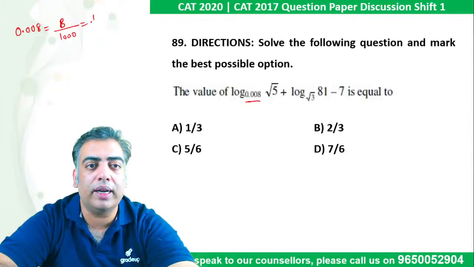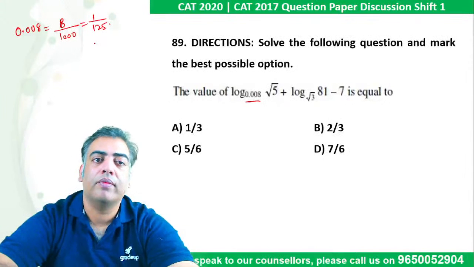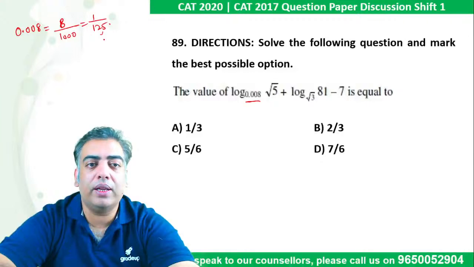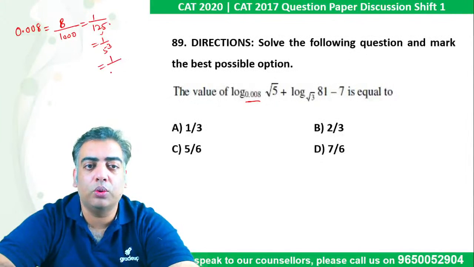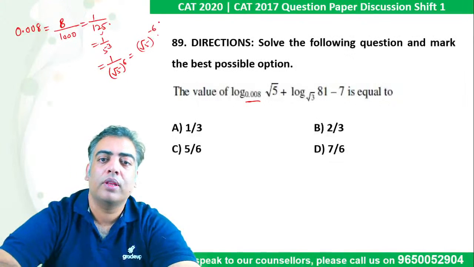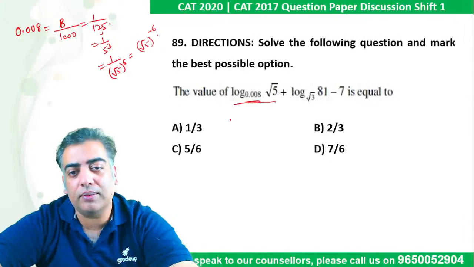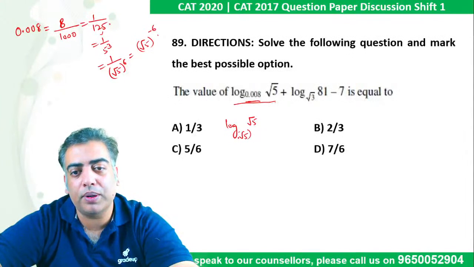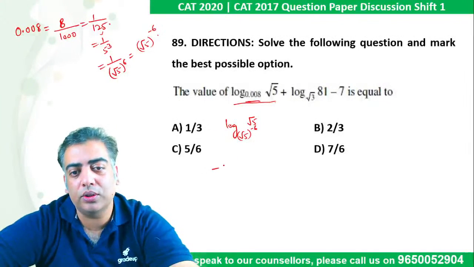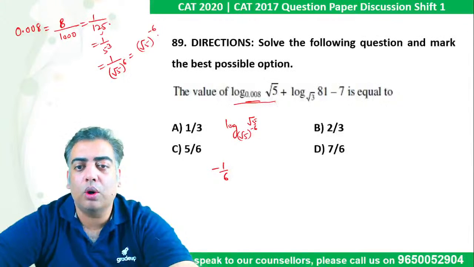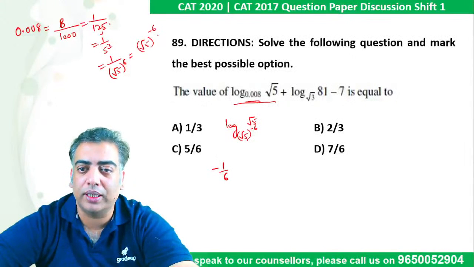8 gets cancelled out. It is 1 upon 125. Right? 125 is 5 cube. Or we can say it is root 5 raised to power 6, which is equivalent to root 5 raised to power minus 6. So here the given term is effectively log root 5 to the base root 5 to the power minus 6. So the power of base comes out in the denominator. So it is minus 1 by 6 log root 5 to the base root 5, which is 1.